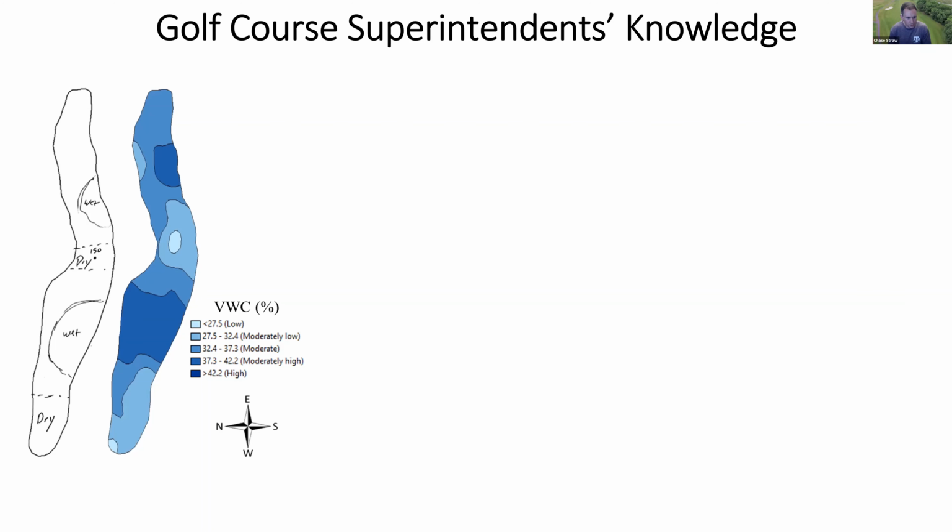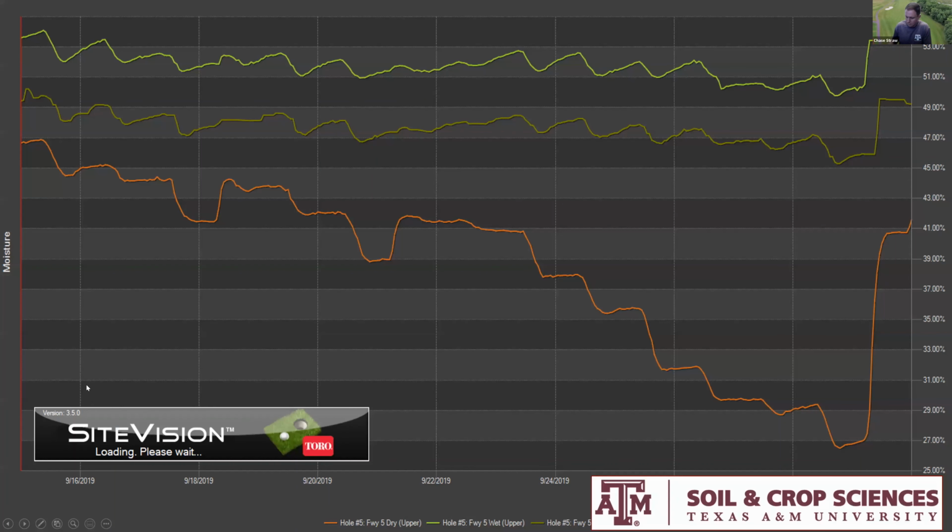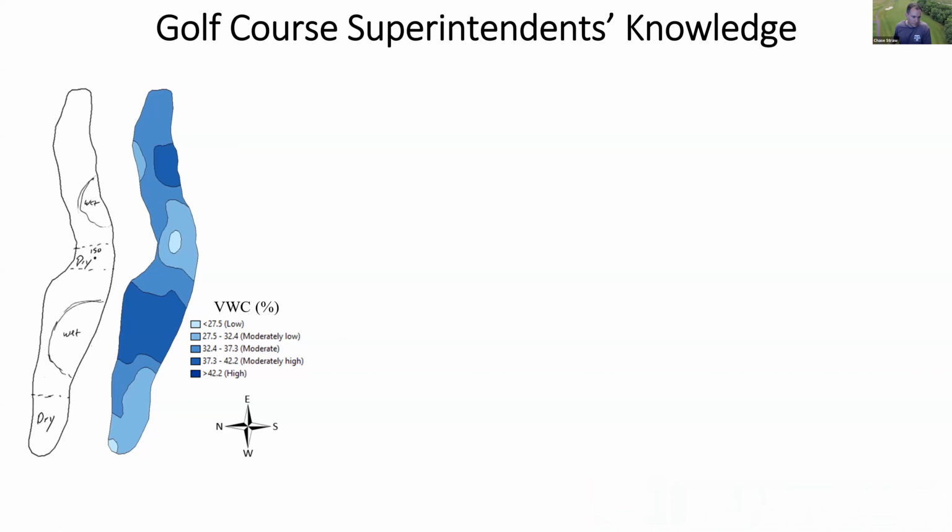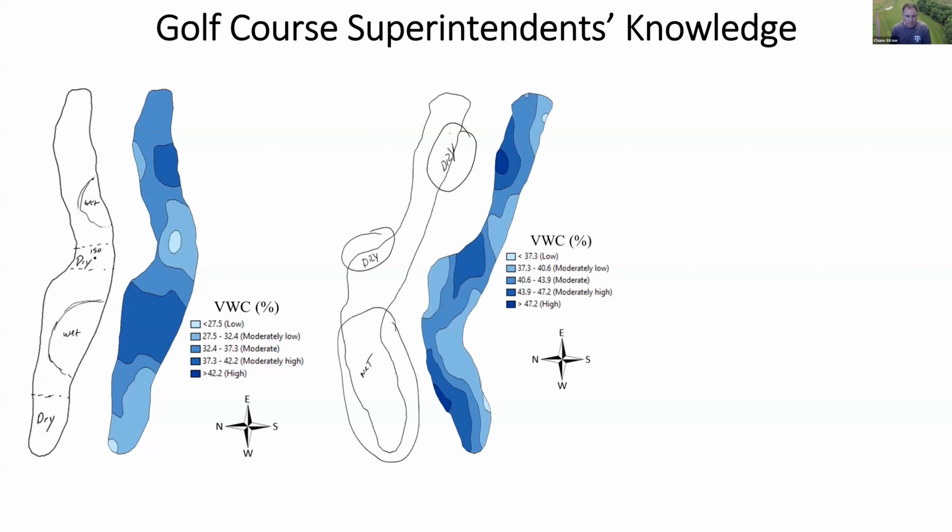This was the best one, this image here on the left. This superintendent was obviously pretty good at identifying his areas. He knew he had a wet area up here at the top. He knew he was dry kind of here in the middle, wet towards the bottom. And then got dry again towards the bottom of the fairway. So he was pretty spot on. He was the best. Most people fell kind of within this range.